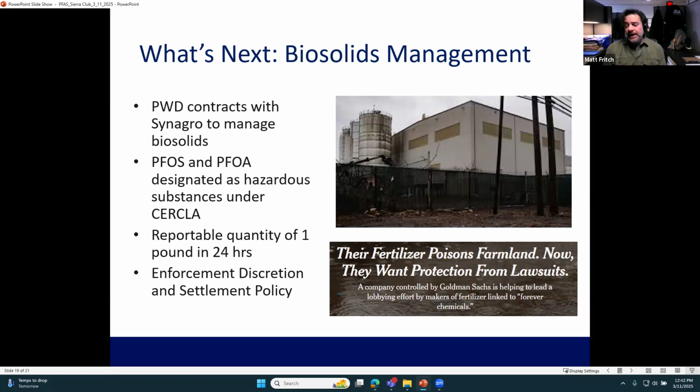So the EPA has said that they do not want to hold pathways such as water utilities accountable in the same way that they want to look at industrial polluters. So we're still kind of waiting to see how that plays out in terms of the whole industry and the whole landscape of where biosolids are applied.